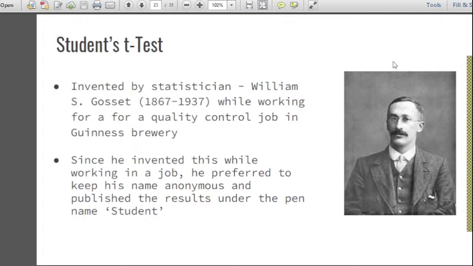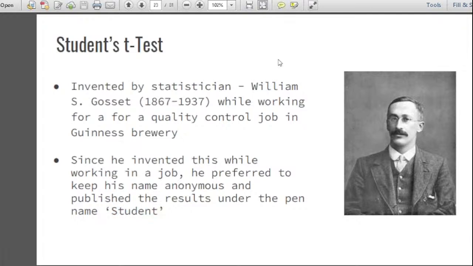Let's understand the story behind the t-test first. It was developed by William Gossett. He lived in Britain, and he worked in Guinness Brewery. While working on quality control in his job, he invented this t-test. Since he was in a job, he did not want his name to come out, hence he published this under the pen name Student. That's why it's called Student's t-test.